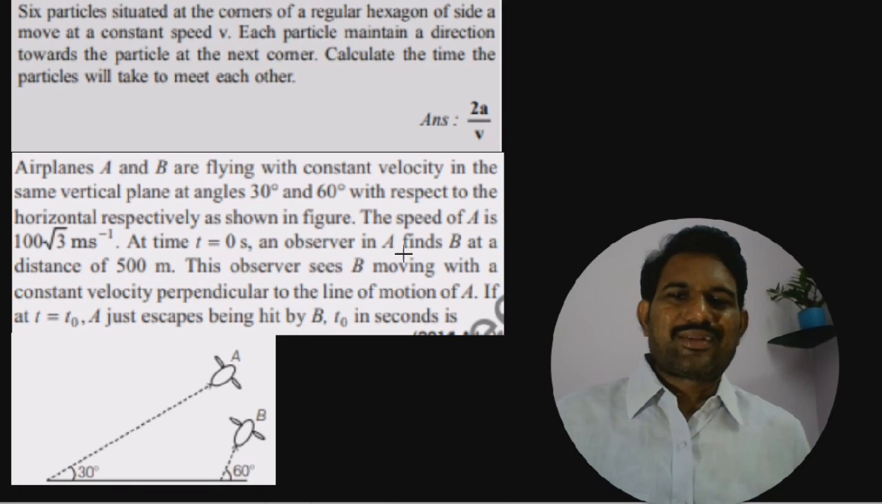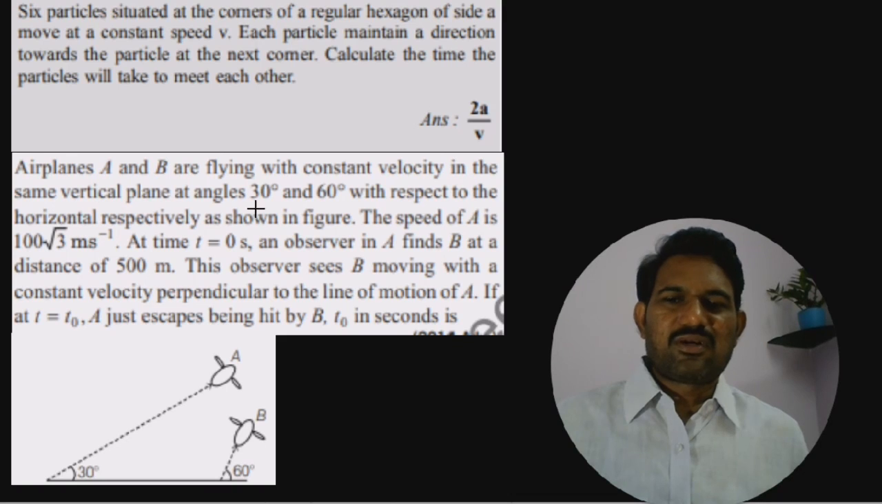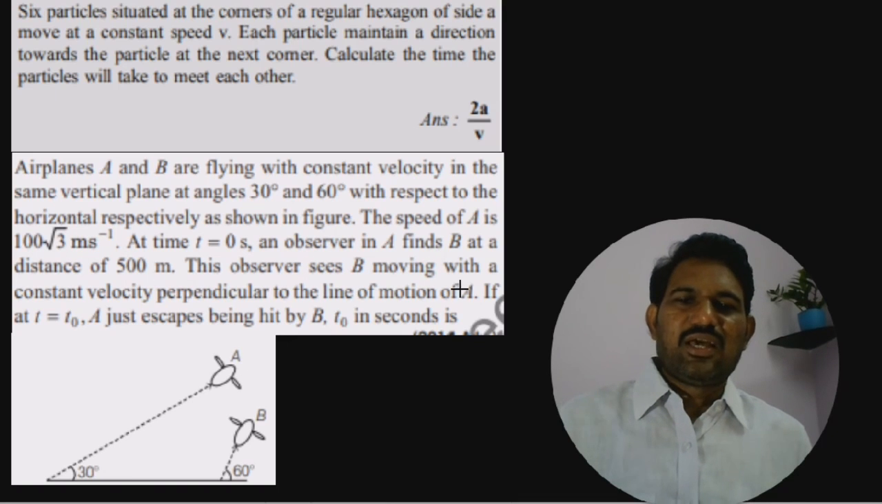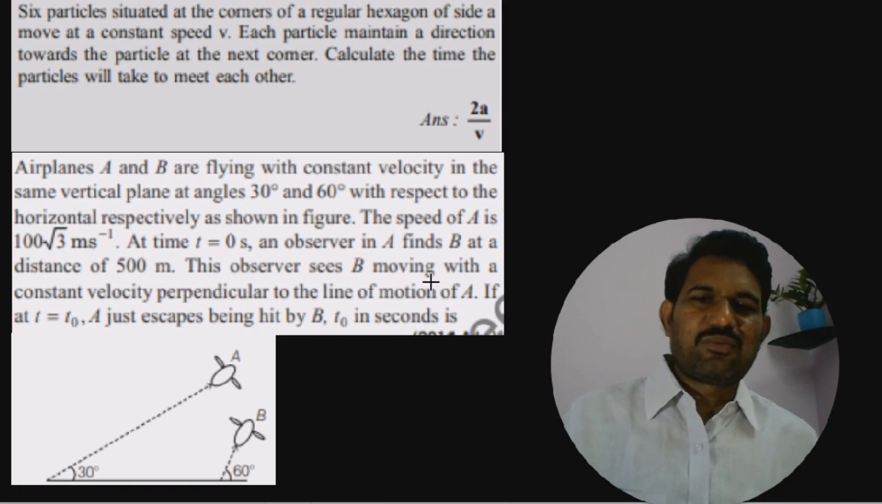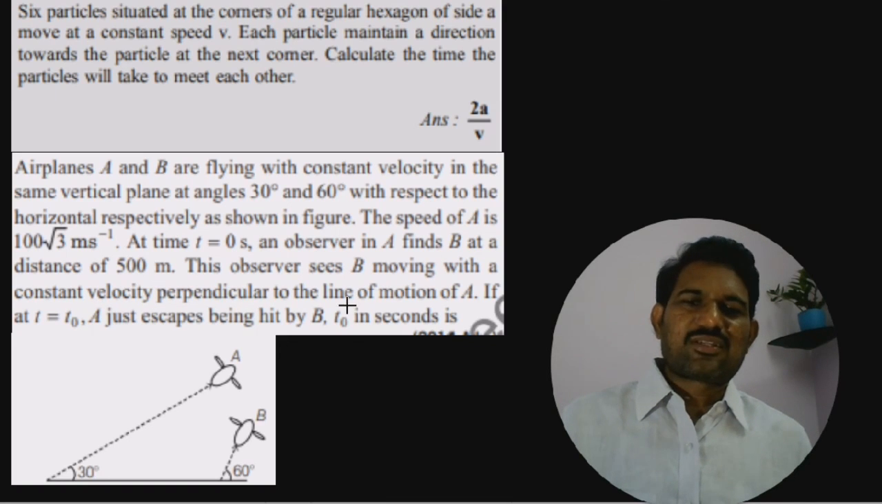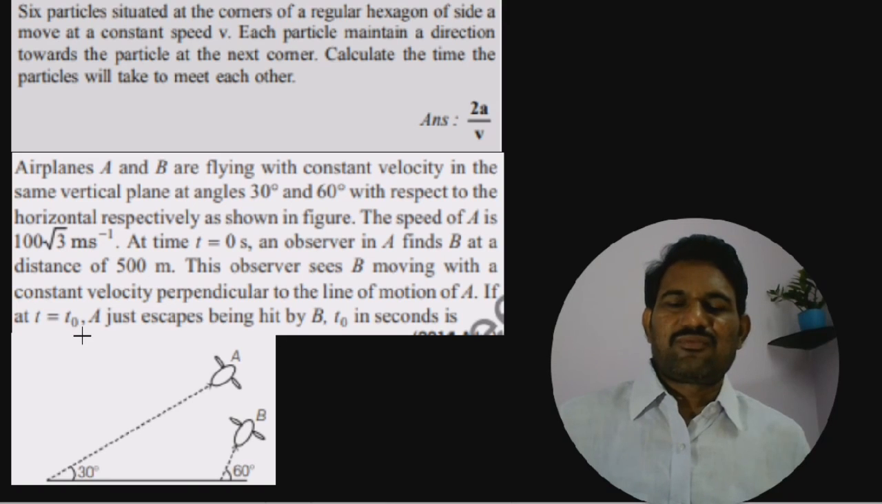And try to solve these problems also by using these relative velocity concepts. Two aeroplanes are there. Aeroplanes A and B are flying with constant velocities in the same plane, at 30 degrees and 60 degrees respectively with the horizontal. The speed of A is 100 root 3 meter per second. At t equals 0, the observer in A finds B at a distance of 500, and the observer in B sees A moving with constant velocity perpendicular to the line joining them. If at t equals t naught, A just escapes hitting B, then find the t naught value.